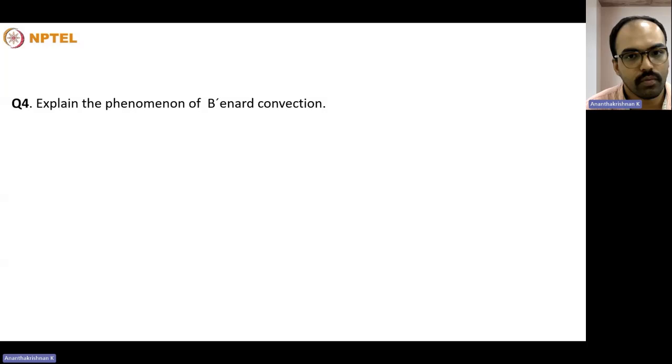Look into the fourth problem. This is a theory problem based on Bénard convection. We need to explain the phenomenon of Bénard convection. When does this phenomenon occur, and what is the critical value of the Rayleigh number at which Bénard convection occurs.